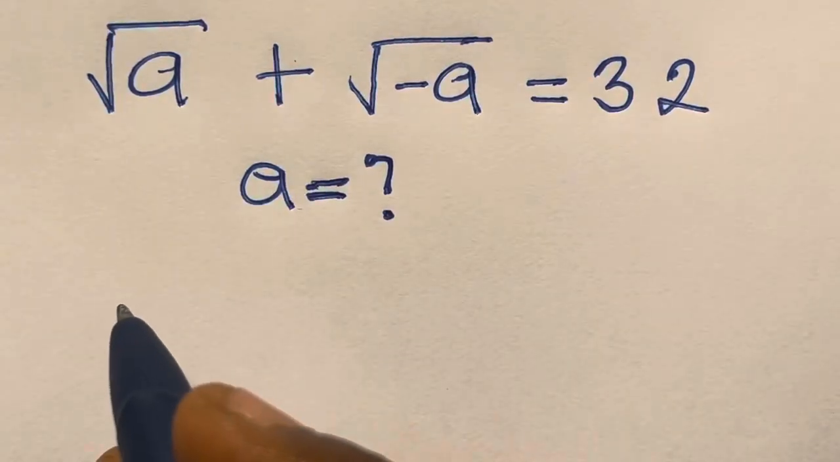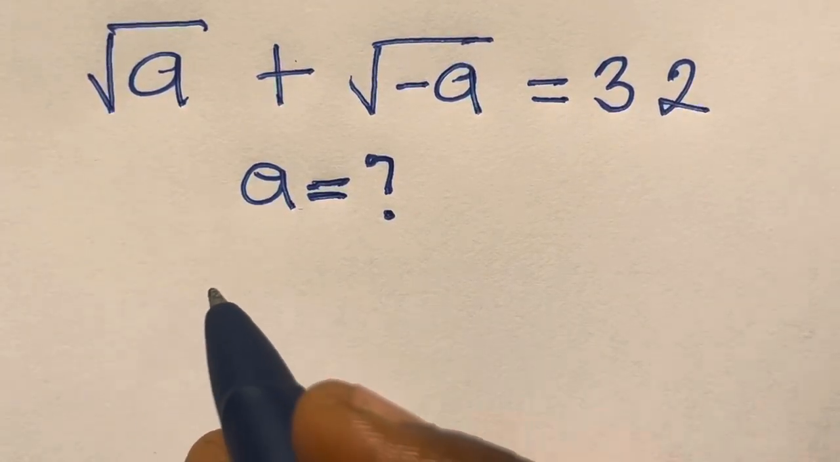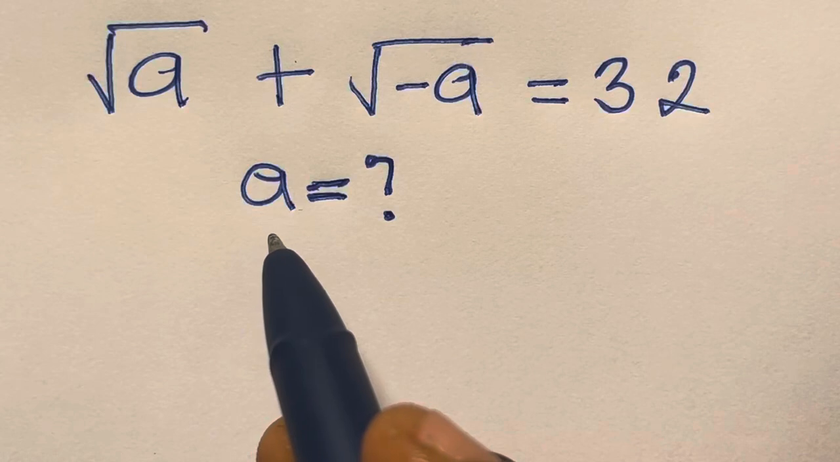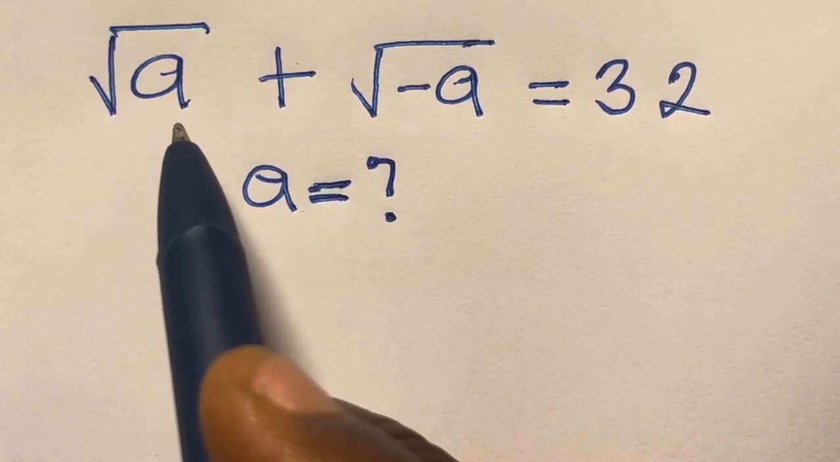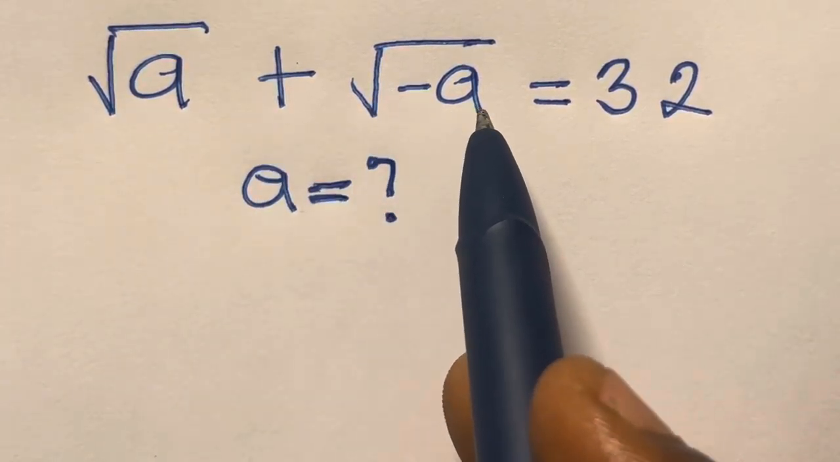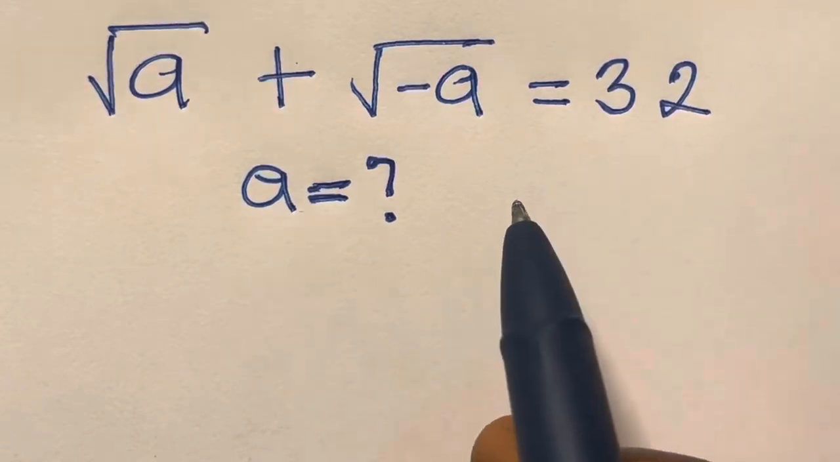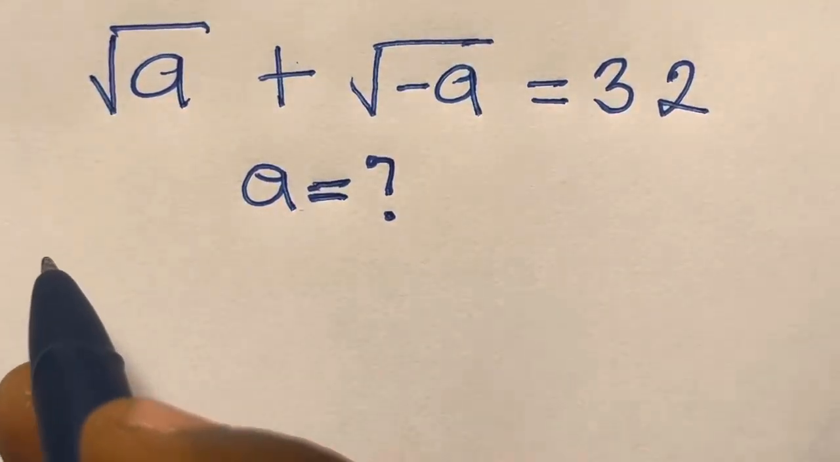Hi, welcome to mathematics. In this video, we want to solve for a in the square root of a plus the square root of minus a equals 32. Let's see the solution.